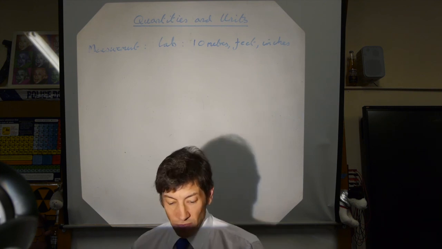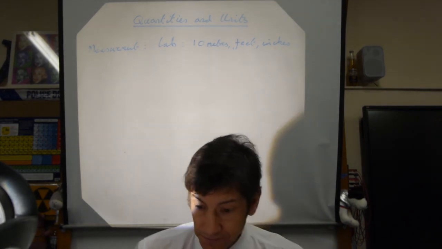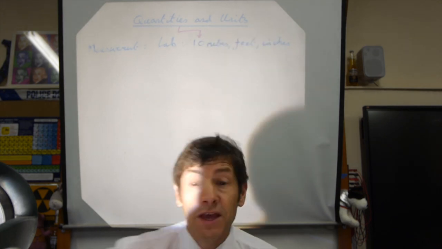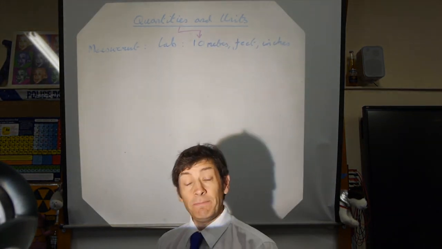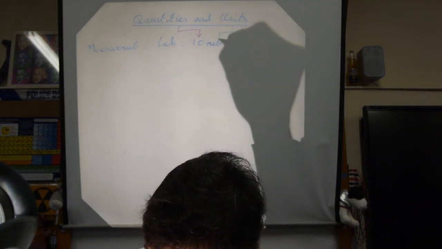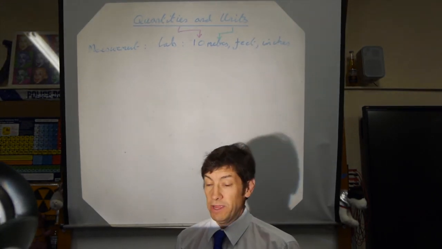Now, we've got a quantity here, okay? So you know that this number here is an amount of something. And typically, quantities have units. I'm going to choose meters today, the unit of length that we agree upon.